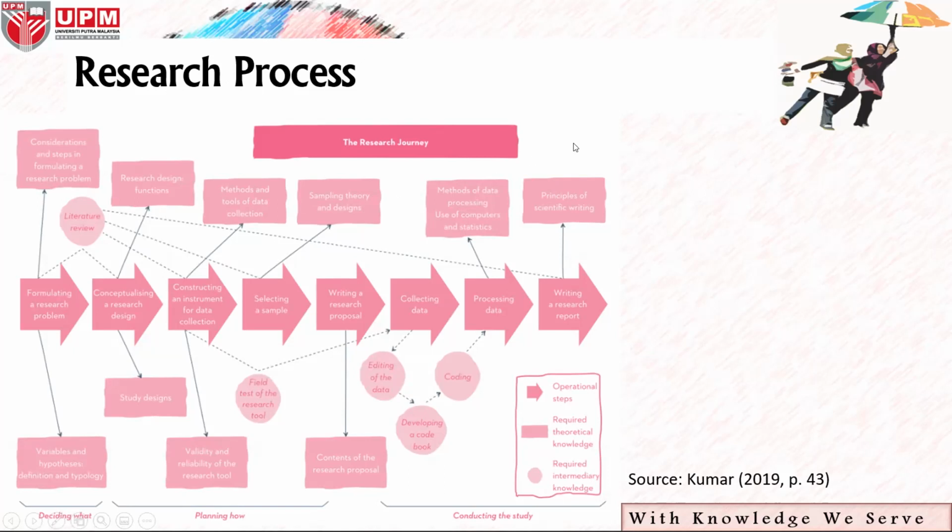Okay, for qualitative, actually the process can be transforming. Transforming the term, Prof? In quantitative, in quali. Qualitative? The process is transforming. The process evolves. Evolving, yes. Oh, transforming. Evolving, sorry. The term is evolving in qualitative. But in quantitative, they are structured like this. Okay? And then you select the sample, writing a research proposal, collecting data, process data, writing a research report.